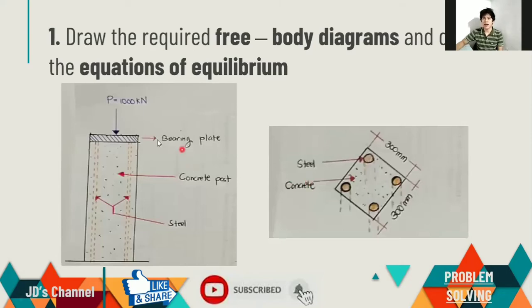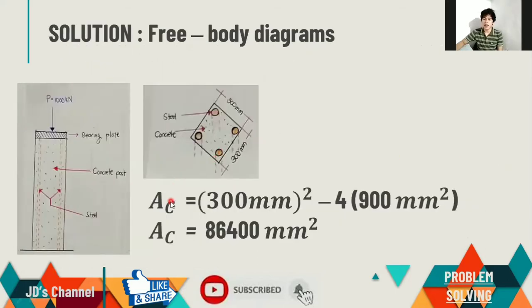Okay, so here class, in this figure you can see the bearing plate and then the steel bars and then the concrete post. And then yung ating top view wherein we have the 300 by 300 dimension, and then the four steel bars, and then the concrete post. For solving for the area of the concrete, since we have four steel bars, we are going to subtract them doon sa ating buong area para lang makuha natin yung sa concrete lang. Since we have a square concrete post, the area of a square is S squared. So that's why we have this 300 squared.